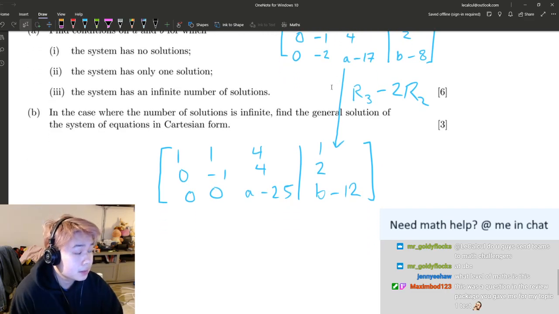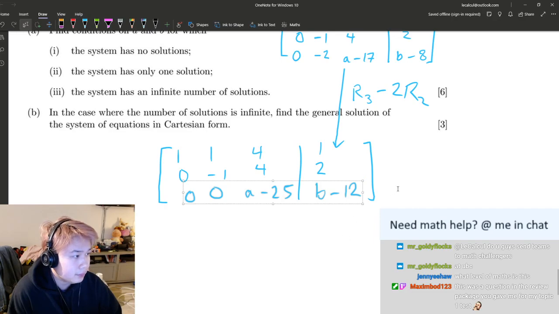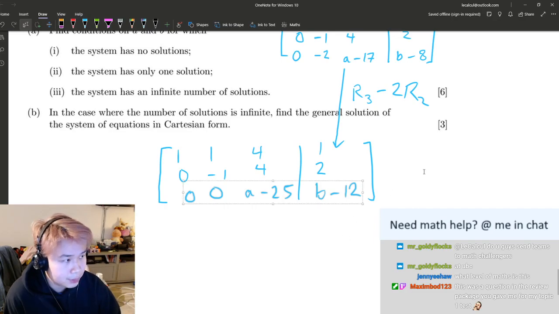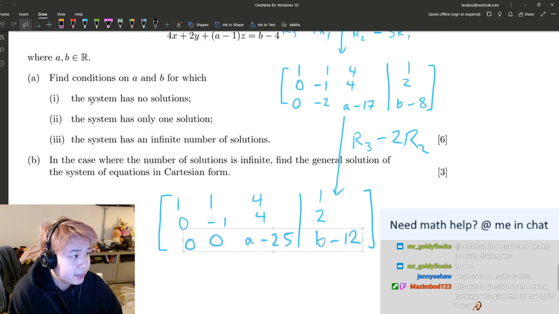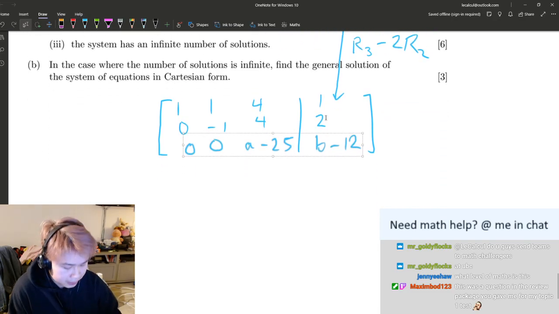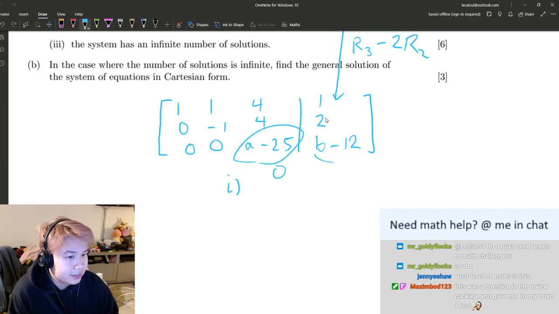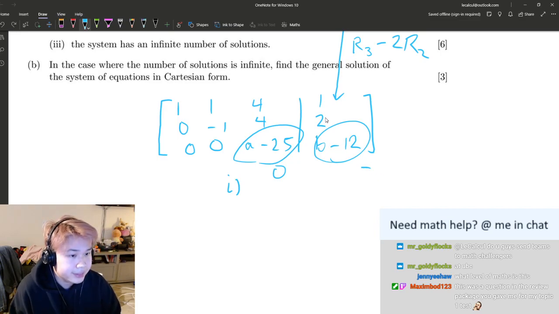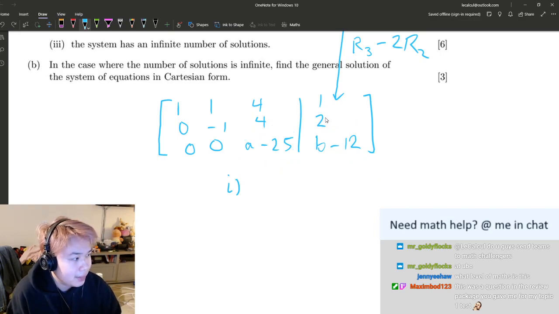Okay. So I've more or less reduced this, and what's important is this last row. So in terms of getting a consistent or inconsistent system, if we have no solutions, then basically you need this thing to be equal to 0, and you need this thing to be equal to anything but 0. So an inconsistent system would have A with a value of 25, and B is any value that's not 12.